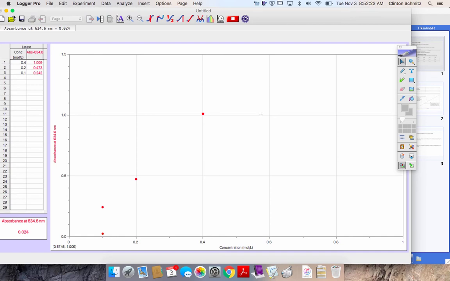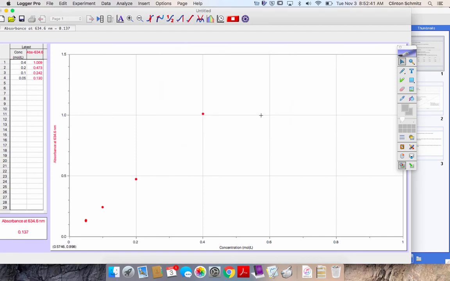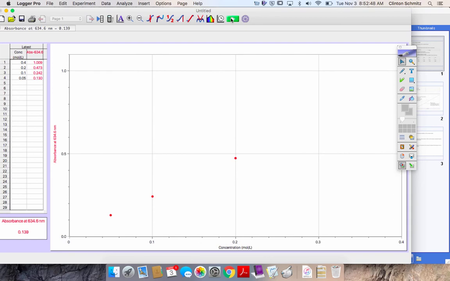Let's see here, where's my lid? All right, put that one in and let the absorbance pop up. Hit the keep button, and this one is, oops, I have to type over here, 0.05, and hit OK. Now, after you get that done, hit the stop button.